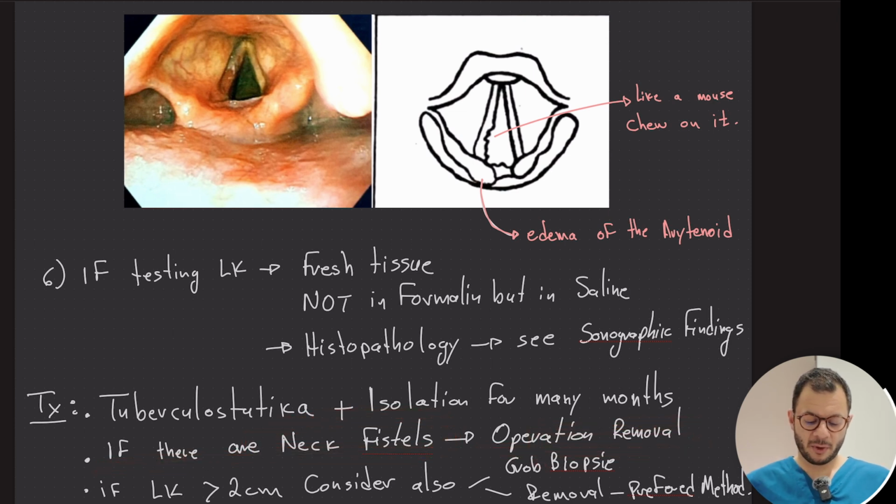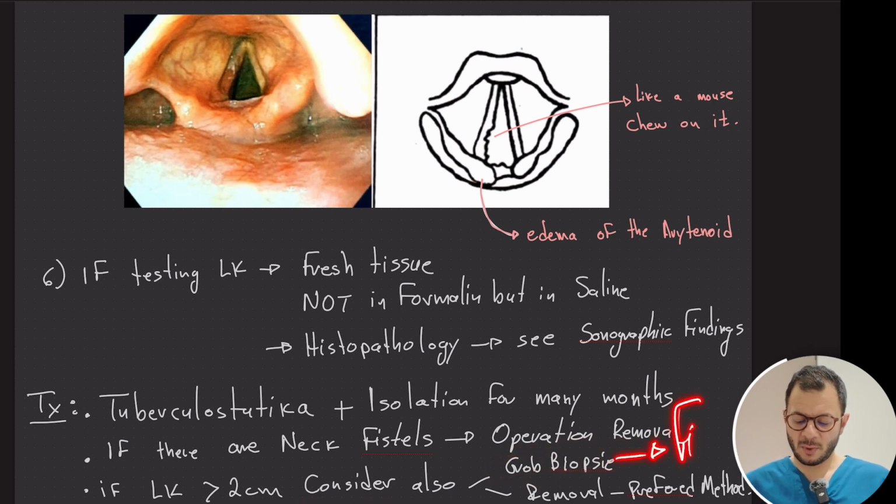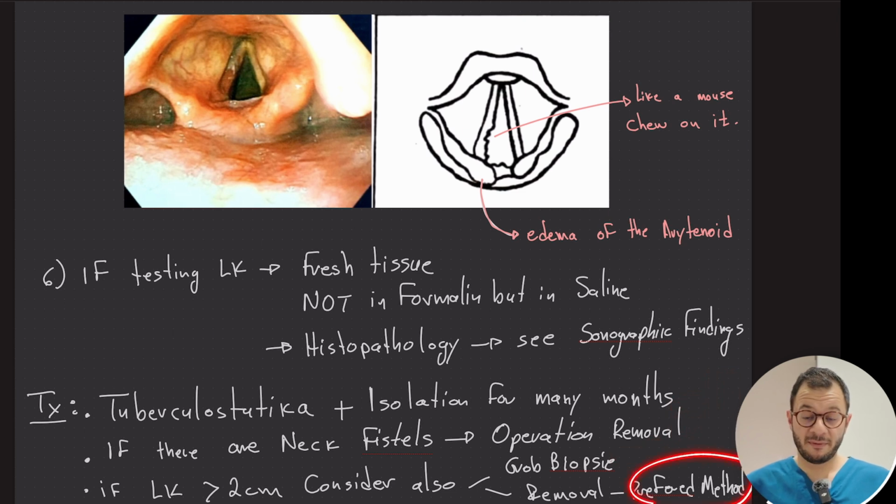And if the lymph nodes are more than 2 centimeters in diameter, then consider also doing a biopsy. This comes with a risk of fistula formation. That's why nowadays the preferred method is to remove the lymph nodes completely.